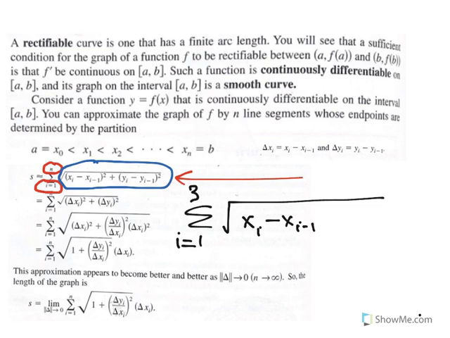By the way, this is delta x sub i. It's the width of the ith subinterval. And this is delta y sub i, the difference in y coordinates on the ith subinterval.